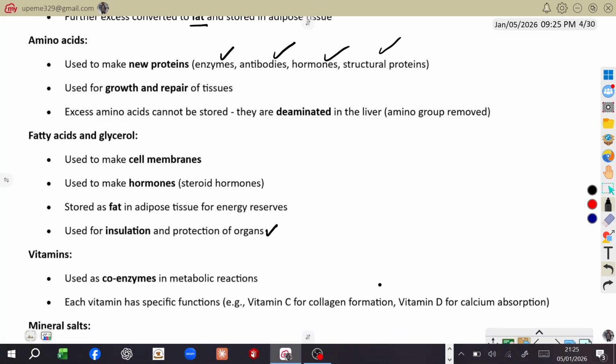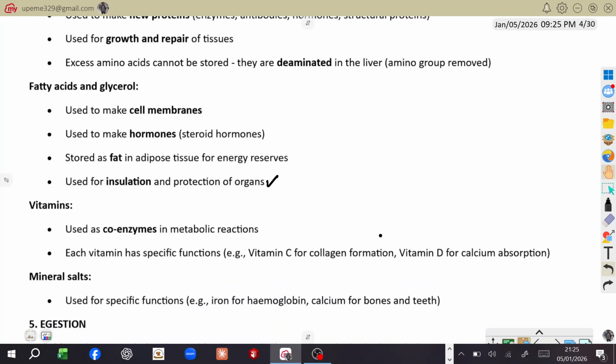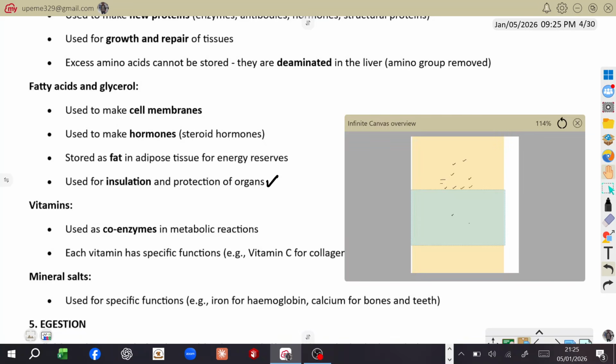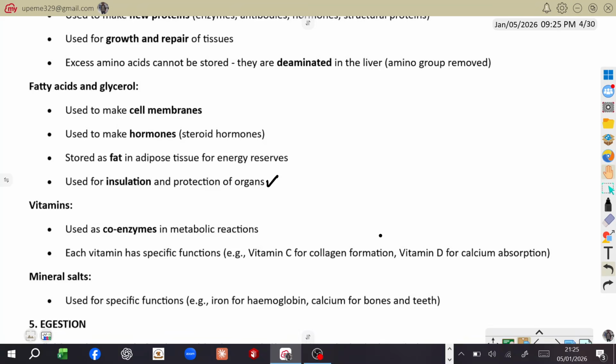So fats can insulate us. An insulator is a substance that prevents transfer of electricity and also, to some extent, transfer of heat, because it is a poor conductor of heat. So fats act as insulation. When you have too much fat, it helps prevent heat loss from your body. That is how glycerol and fatty acids are used.